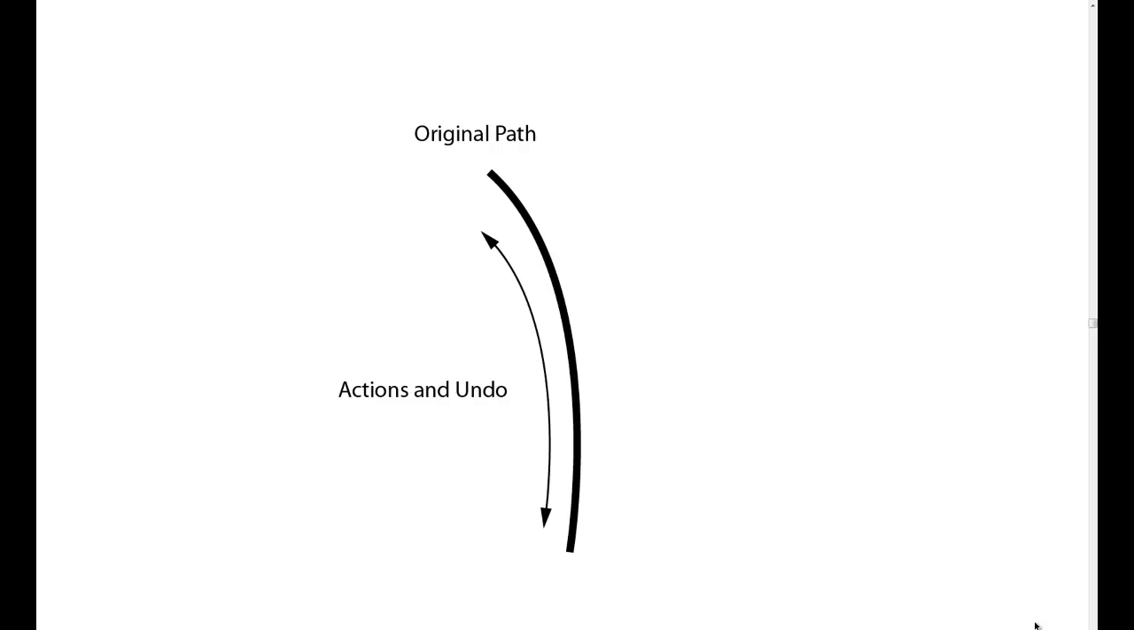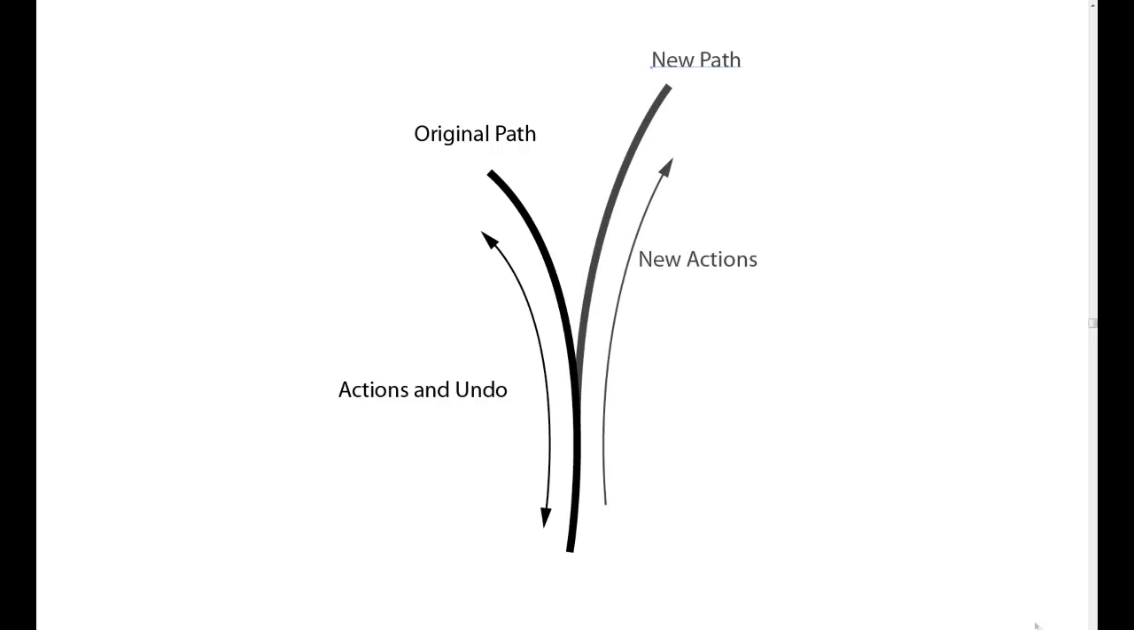So what happens is you're going along an original path and you're making your actions to do whatever you're doing, and then you undo, and then you're going kind of backwards on that path. Well, what happens if you're working on something and you undo and then you start changing things a different way? What this does is creates a new path of actions. Essentially, what you're doing is you're creating a fork in the road of what you did and now what you're doing.